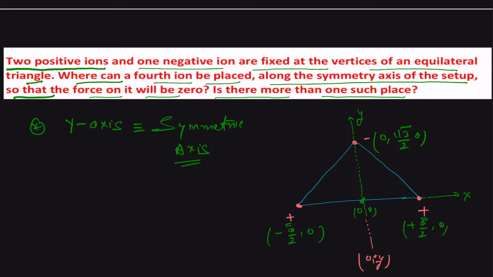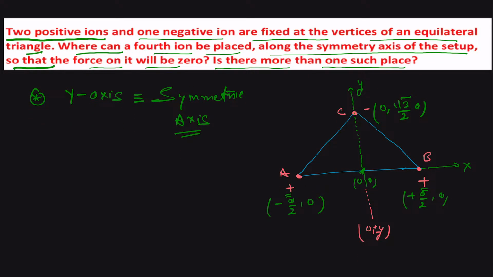Here we can clearly see that with respect to the y-axis, let us call this A, and this is our B, and this is C. So with respect to this y-axis, our charge at A and charge at B are symmetric. Okay, so it means the horizontal components of force that they will be applying on the test charge that we placed on the y-axis are going to basically cancel out.